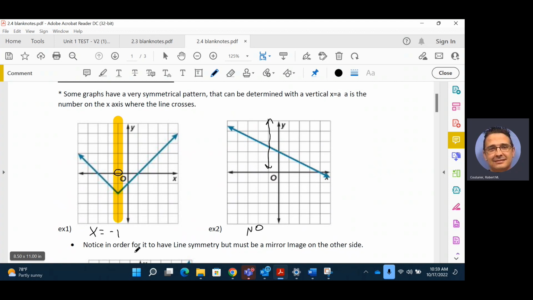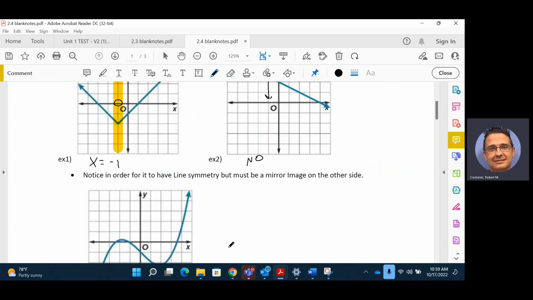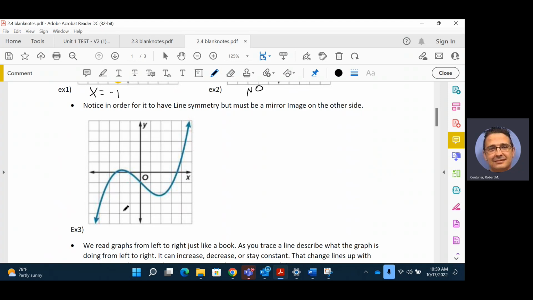So again, notice in order to have line symmetry, it must be a mirror image. And again, that is so, so important. Notice this one. This one looks like it sort of has symmetry, right? I can say, oh, look, I have a lump here, and then it goes down.